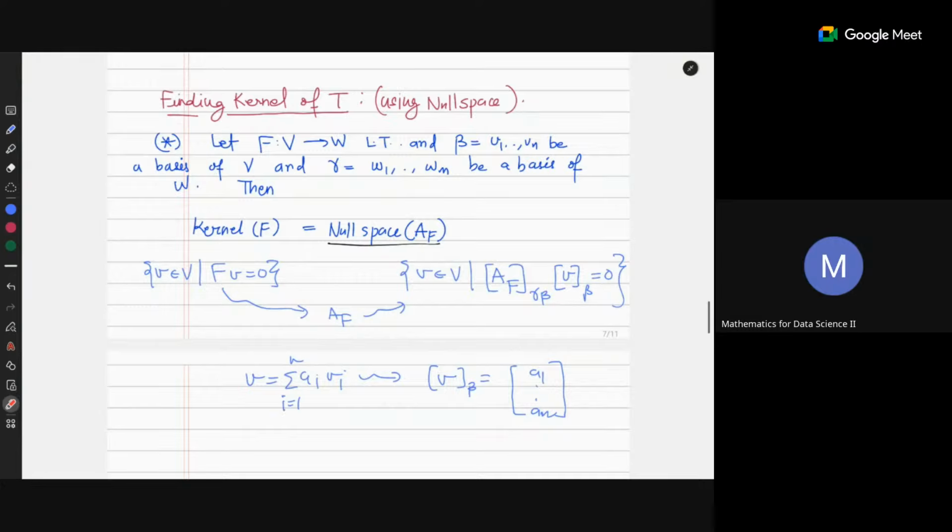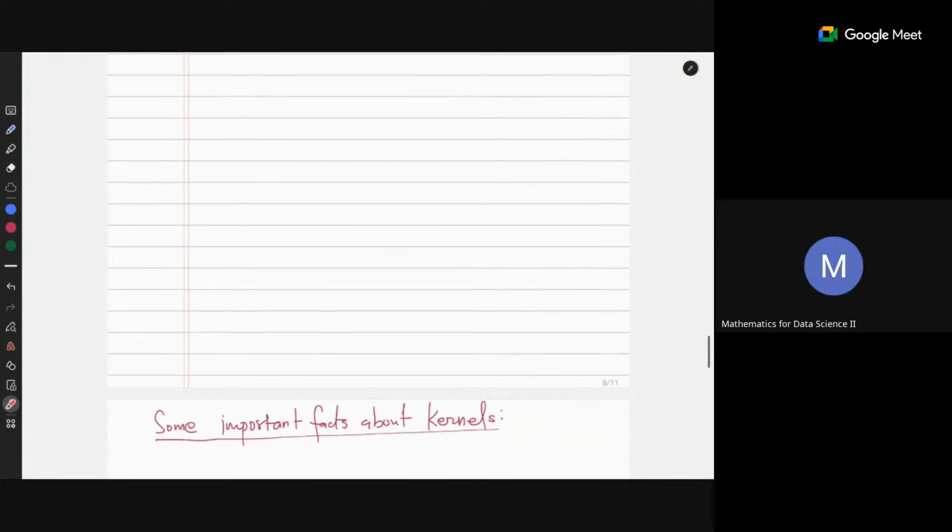So what we have done till now: we have first of all reduced the problem of working with a linear transformation to a matrix. And now we are using one of the applications of that. What's the application? The kernel, which is one of the important subspaces of a linear transformation, is nothing but the null space of a representative matrix. So this is how we have translated our problem into a known problem.